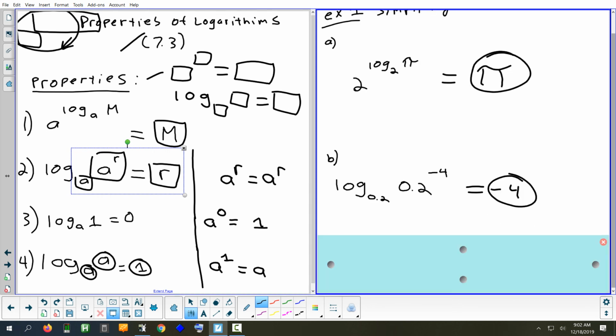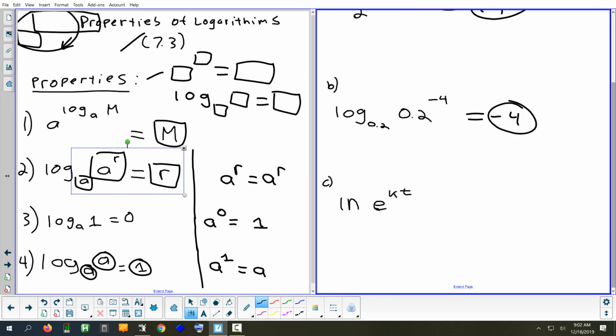Alright, let's take a look at this one. ln of e to the kt. That's a little tricky. Did anybody see what property that one is? You have to do something here that we did when we were going over the homework. Yep, it is property 2. Can someone tell me what I could rewrite to make it clear that that's property 2? What do I have to change? And then it becomes really obvious.